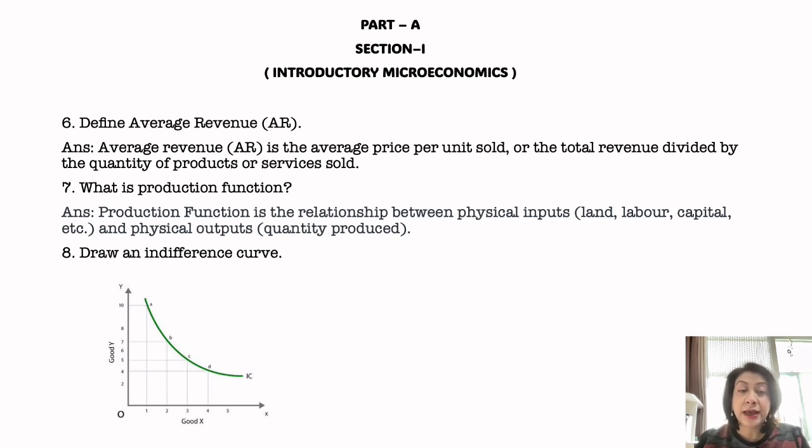Question number 8. Here you are asked to draw an indifference curve. We know that an indifference curve gives us various combinations of two goods which a consumer can consume. So you can see along the x-axis we are measuring good x, and along the y-axis good y. When we plot various combinations of these two goods which the consumer can consume, we get a downward sloping curve. During the exam, you can draw the indifference curve freehand as well.